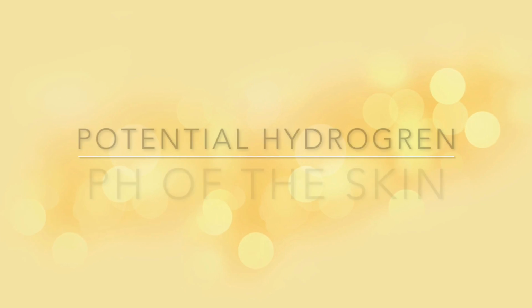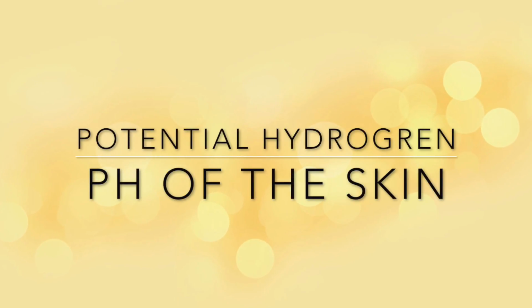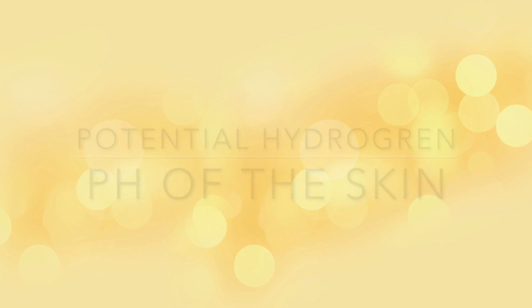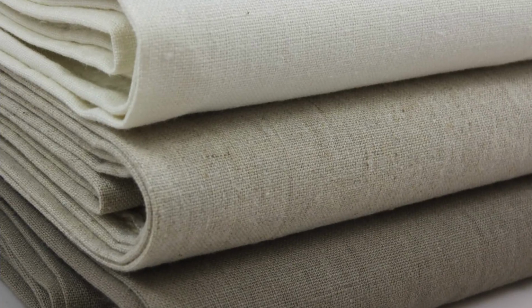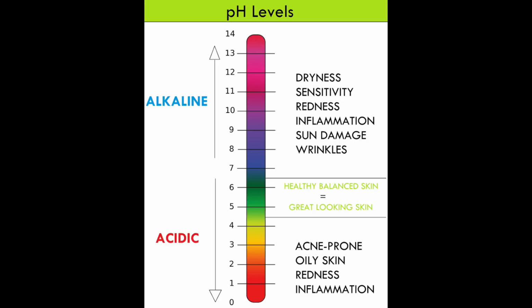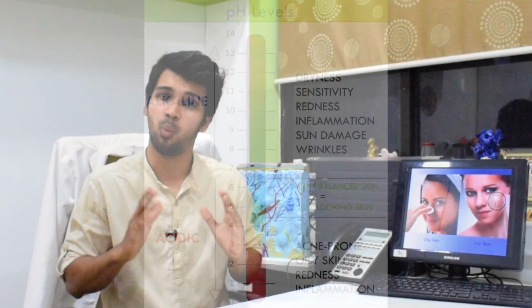Number one, you have to know the pH of your skin. pH is the potential hydrogen. For example, how we measure vegetables in kilograms, cloth in meters or milk in liters. Similarly, how can one measure their own skin? Skin is measured by its pH. As the pH of our skin is 4.5 to 5.5, one must use home cares accordingly.